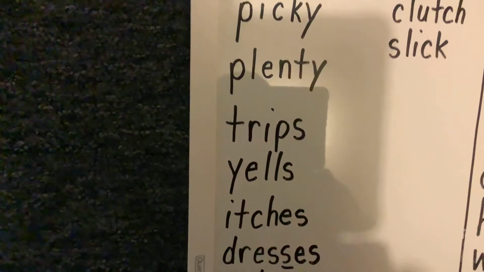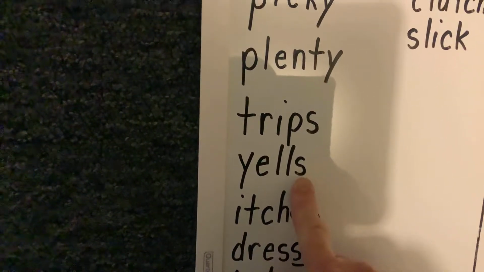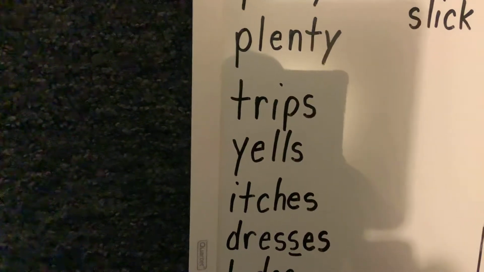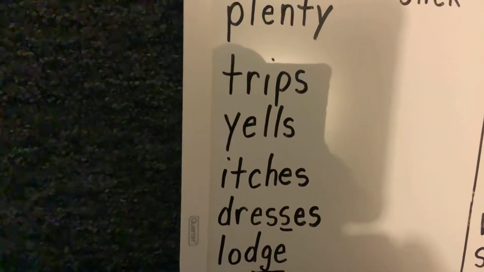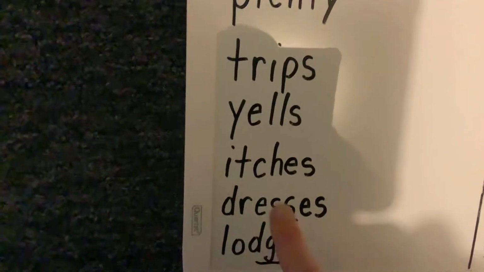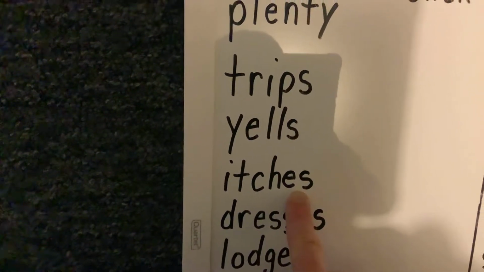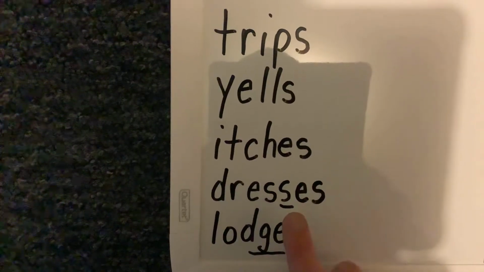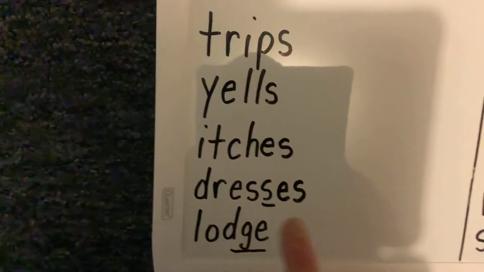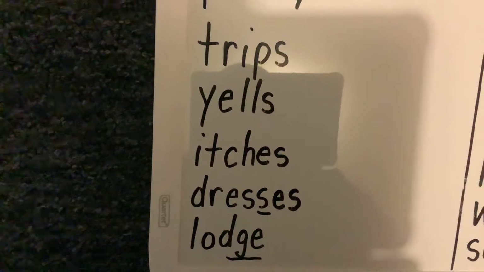Yells is an action word. And when we add that suffix s on it, it means they're doing it right now. Itches. That means right now my arm itches. We put the suffix es onto our base word of itch. Dresses can be a noun or an action word. Can mean like a girl has lots of dresses or she dresses herself.